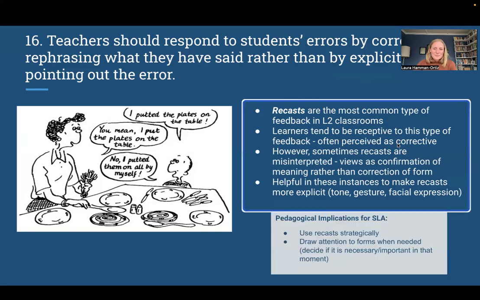So some pedagogical implications here. Use recast strategically. Sometimes it is helpful to actually correct the form, but a lot of times it's helpful to just keep the conversation going and draw attention to forms only when needed. But use recasting as a strategy when you notice that a student has used something incorrectly, to give them the correct form.